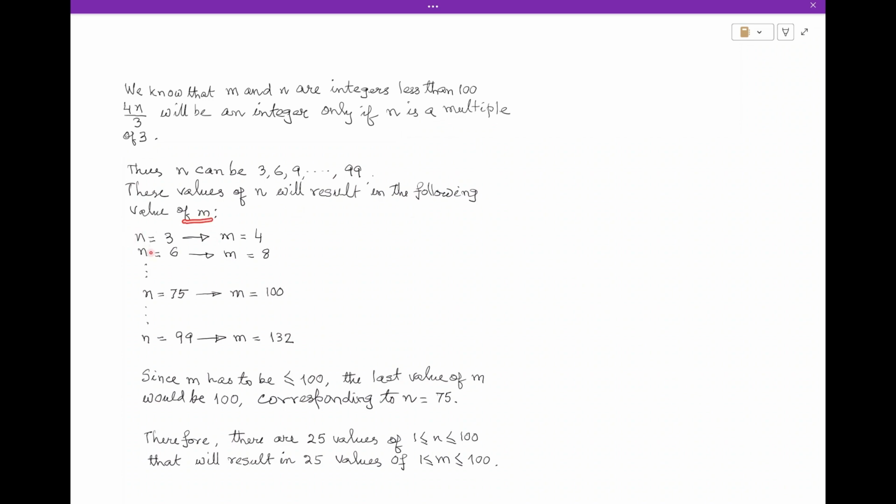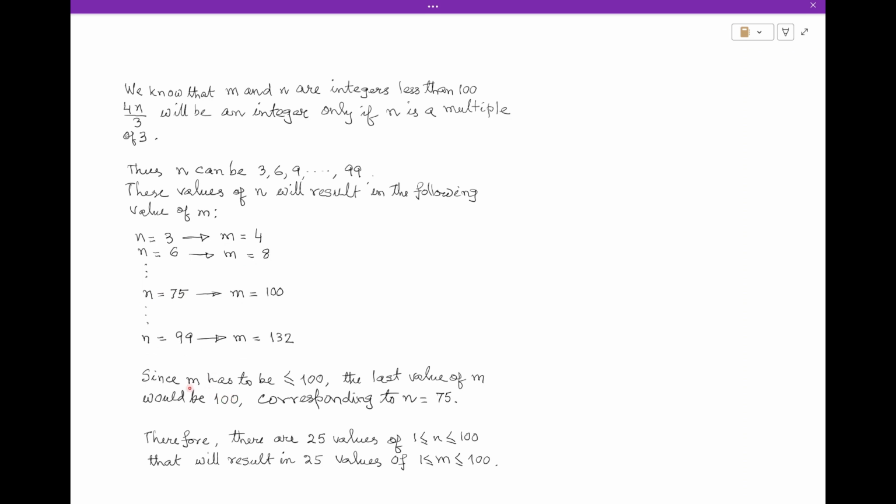When n is equal to 3, m is equal to 4n by 3, that is 4. When n is equal to 6, m is equal to 8. Like this it will go on. If n is equal to 75, m is equal to 100. And when n is equal to 99, m will be 132.